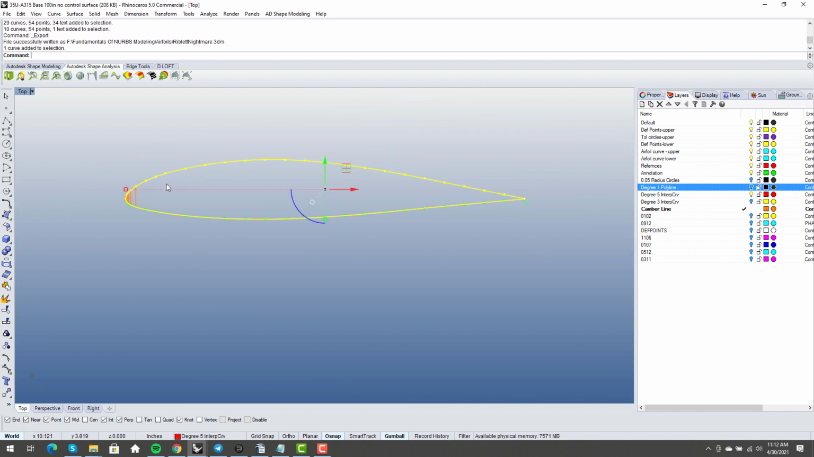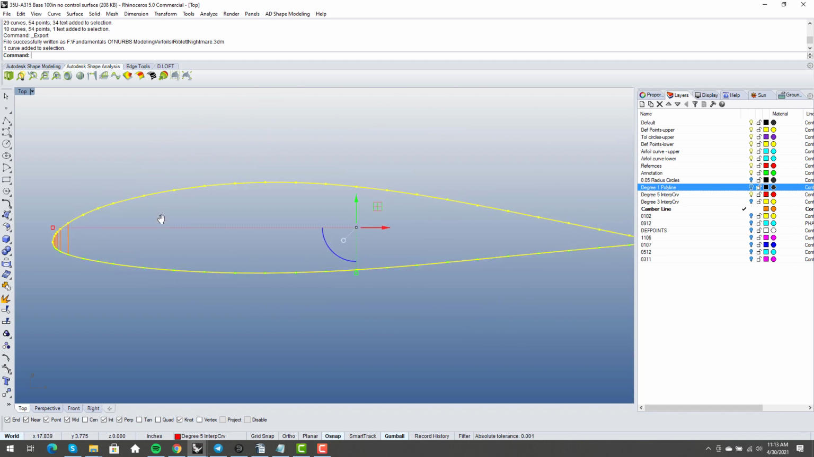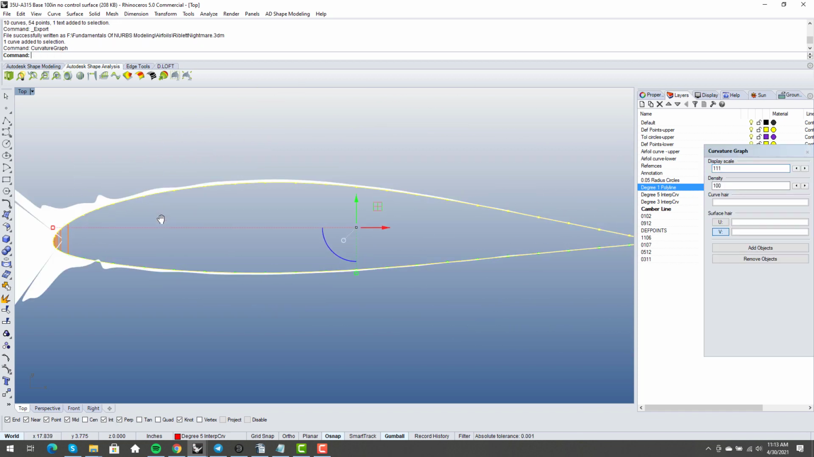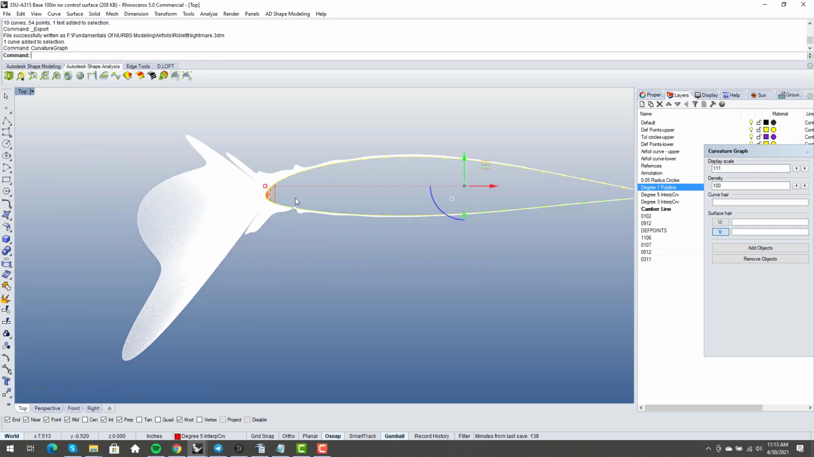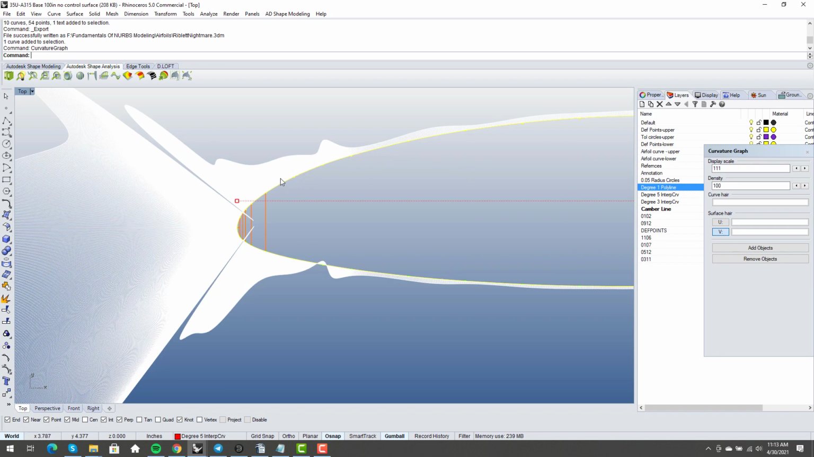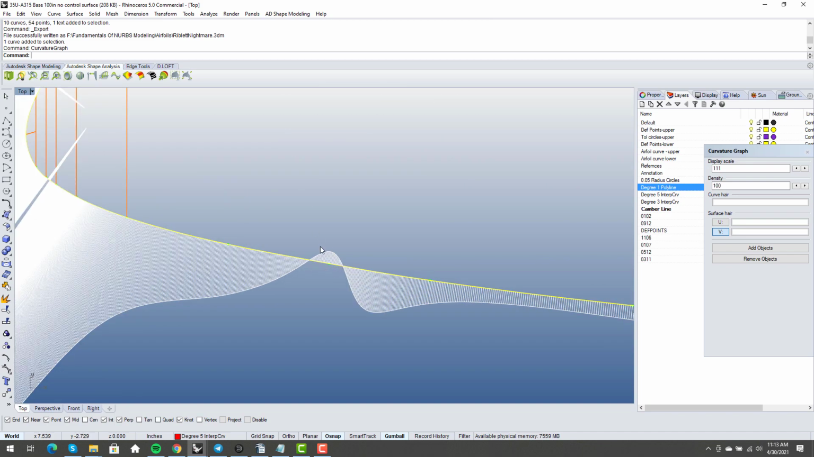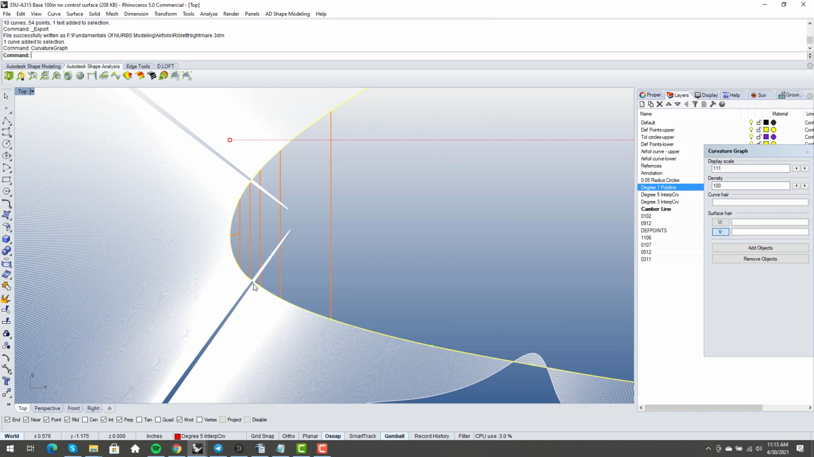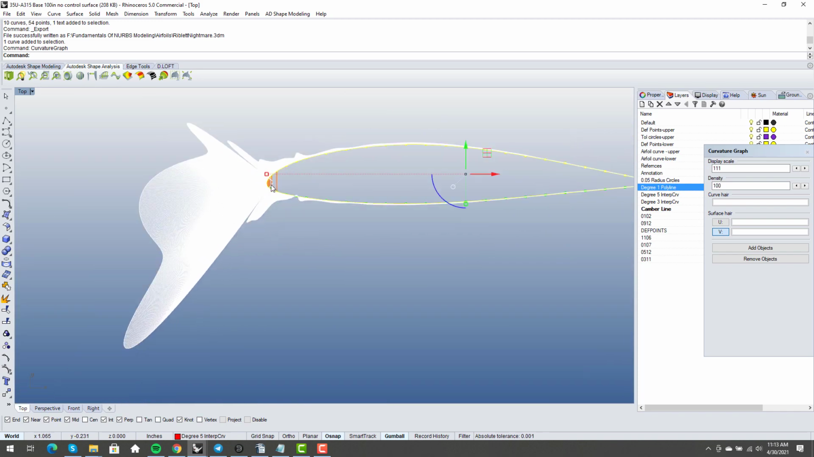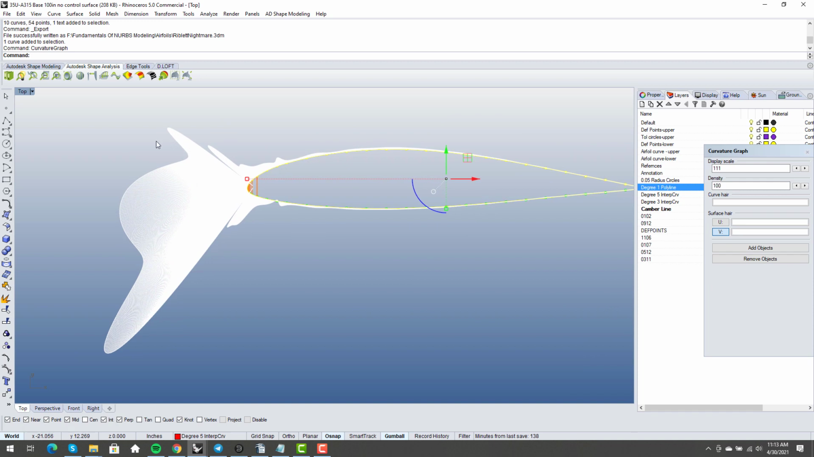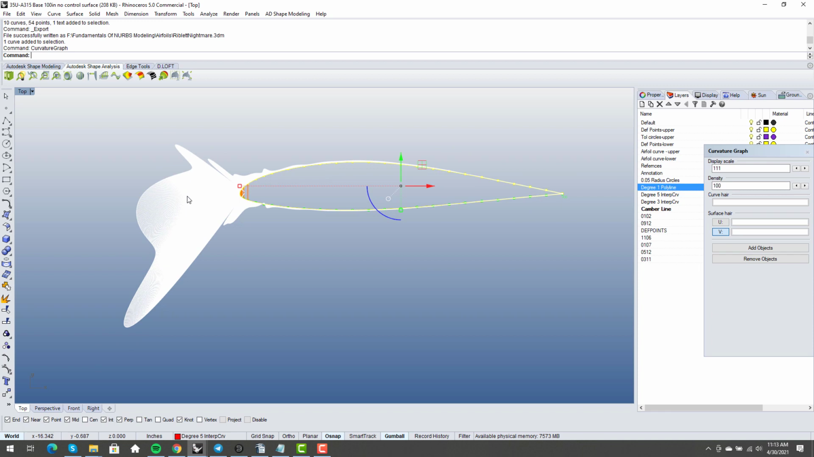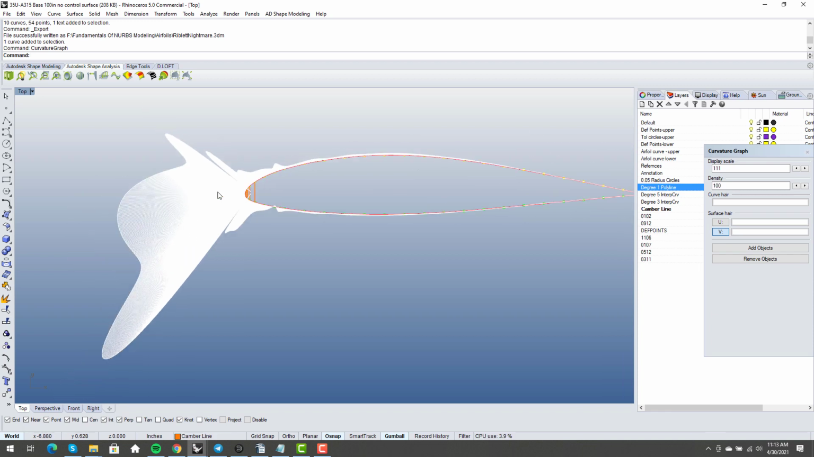So this is my degree 5 interp curve version of this airfoil. And if I bring up the curvature graph on this, holy smokes, it's a nightmare. We've got spikes, we've got zero crossings. We have multiple zero crossings right here at the leading edge. And this is after fiddling around with this. All of your warning lights should be flashing right now when you see something like this as an input curve for making a surface.